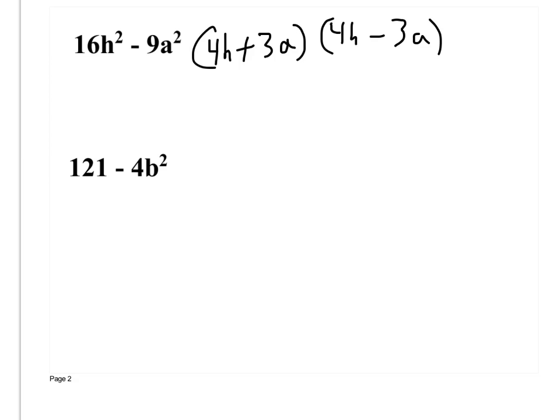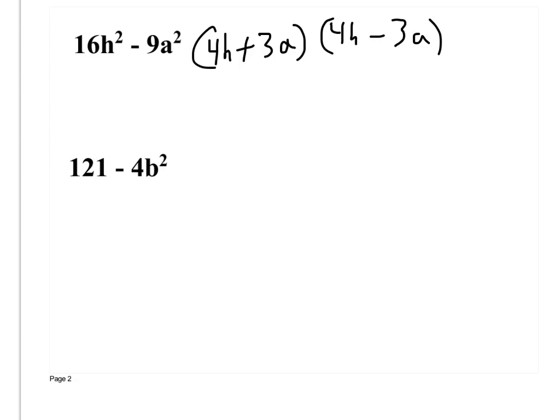If you wanted to, you could check your work. You FOIL this, you'll see the opposite signs here are going to cancel each other out. When you do 4 times 3, you're going to get negative 12ah here, and here you're going to get positive 12ah. They're going to cancel each other out. That's why you only have 2 terms here.